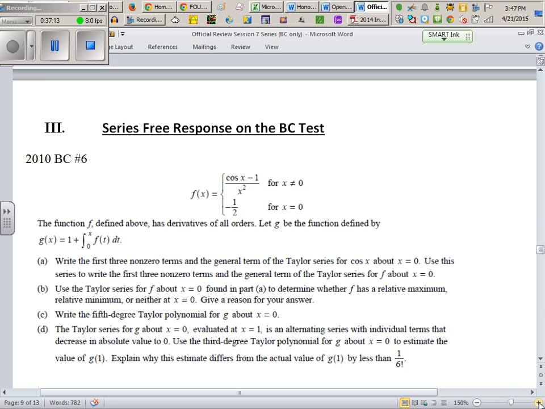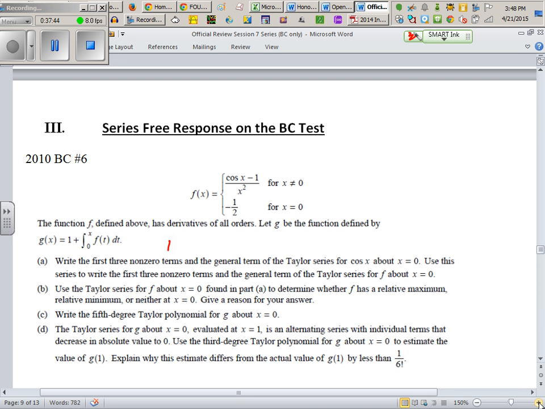Let g be the function defined in this way. So always read your stem because you're going to need that g, although not for part A. For part A, you're just doing the Taylor series for cosine. Wait a minute, I thought we memorized that. Write the first 3 non-zero terms and the general term of the Taylor series for cosine at x equals 0. You've memorized that. That's your Maclaurin series. So that has nothing to do with the stem.